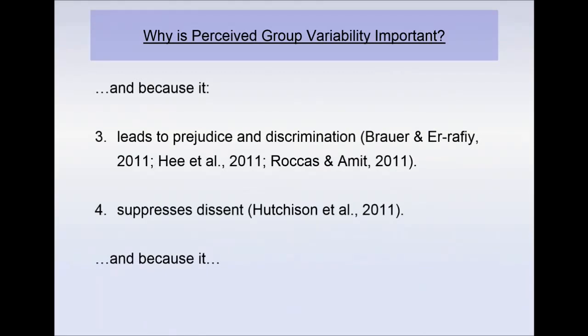Also, perceived group variability is important because the homogeneity aspect can lead to prejudice and stereotyping. There's some recent research which has shown that perceived group homogeneity leads to discrimination and prejudice against other groups. And again, people are more likely to hold the same attitude towards a group of people when they perceive them to be all the same. If this attitude is negative, which is what prejudice and discrimination are, then it will be applied to group members more frequently when the group is perceived to be homogeneous.